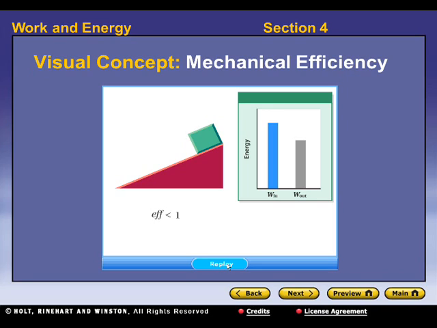Okay, so real-world applications, you're never ever going to get a machine that is 100%.